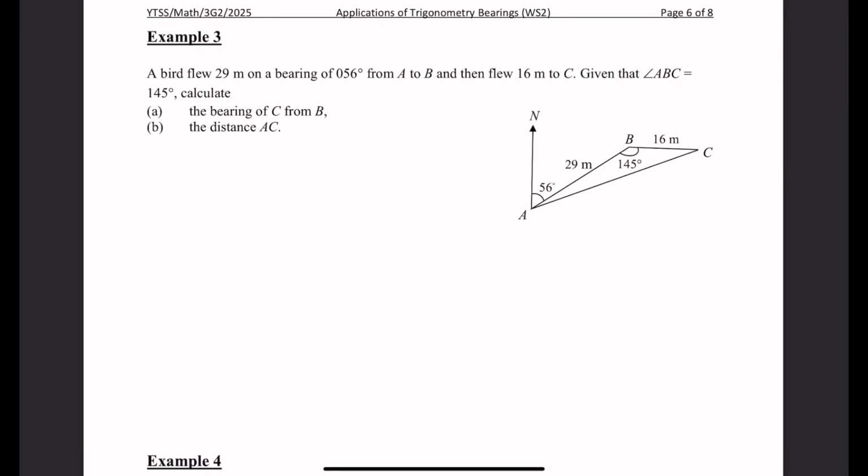Hi class, I'm now in application of trigo bearings, which is worksheet 2. I'm now going to continue and finish up this worksheet. So now I'm at example 3. So let's read the question first.